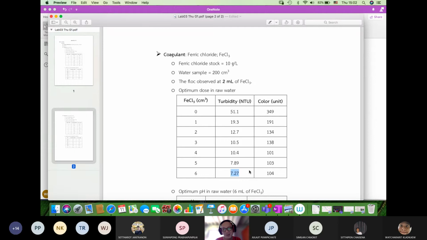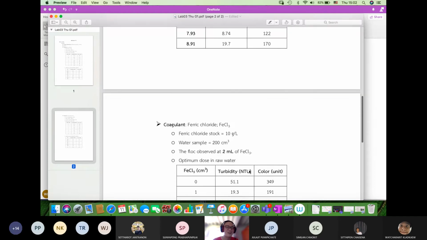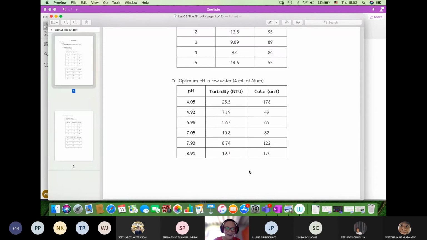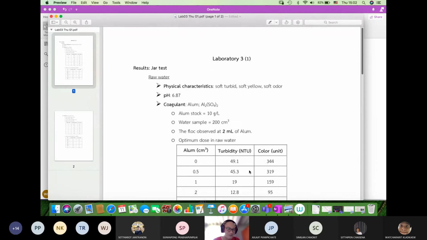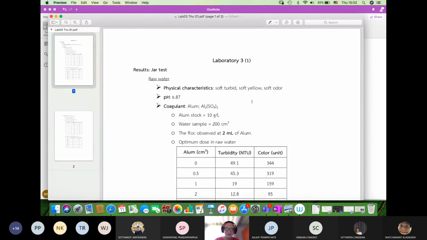So if you have to redo the experiments, it would take another 1.5 hours. Some groups could actually finish by 6 o'clock in the evening. Okay, so these are the results, how the results look like. So based on these results, hopefully you can prepare the reports.